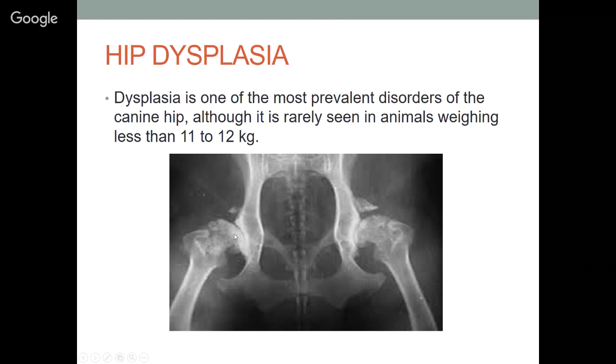So the head is bigger. The neck is shortened. We have increased bone formation here. It's brighter than normal, which tells us we have a lot of calcium deposits here. And we have more bone formation around the outside of the joint where the joint capsule attaches, which tells us that we just have a lot of movement of the bone within this joint. It's reactive bone reacting to this movement, and it's a very painful hip.